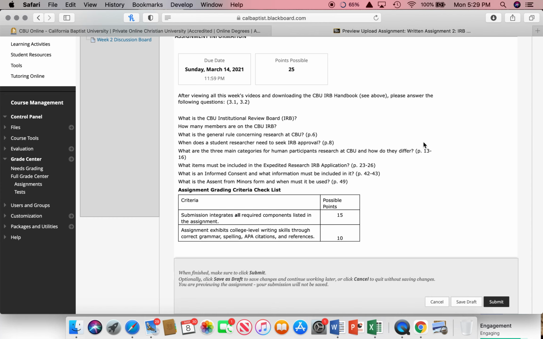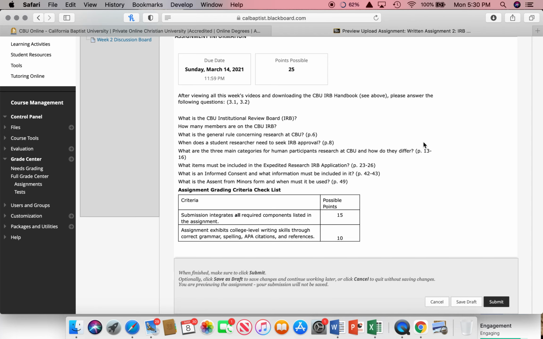So the first question is, what is the CBU Institutional Review Board? The second, how many members are on the CBU IRB? What is the general rule concerning research at CBU? When does a student researcher need to seek IRB approval? What are the 3 main categories for human participants research at CBU, and how do they differ?